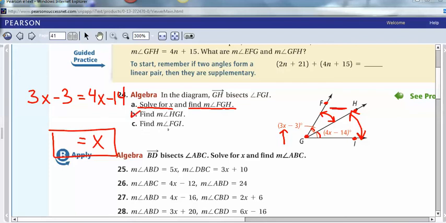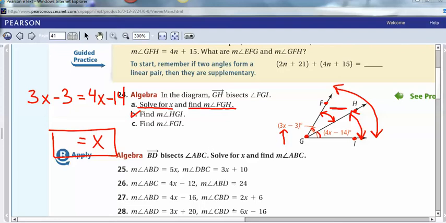Find the measure of FGI. Well, that's the big angle here. How can you find the measure of the whole angle if you know the two smaller ones? Add them together, or you can take one of them and multiply it by 2, can't you? Okay, because they're the same. That's how you do problem 24. Clear?